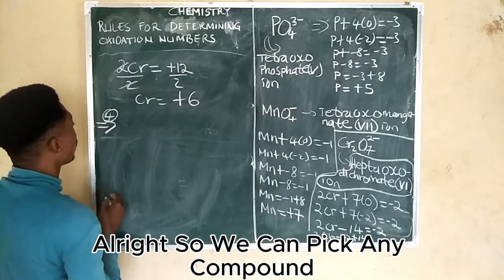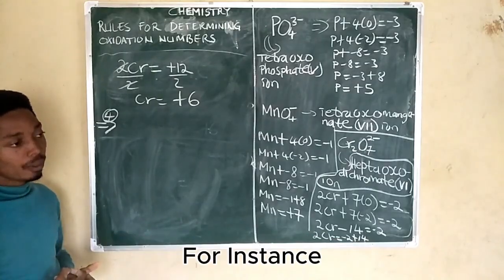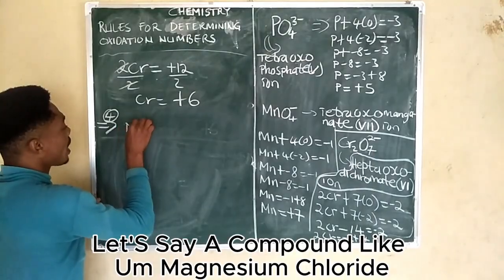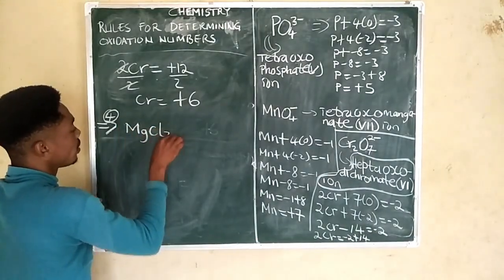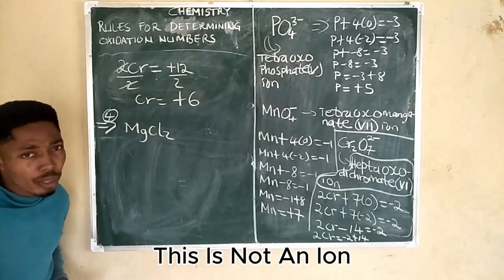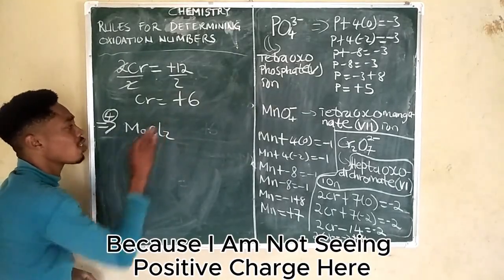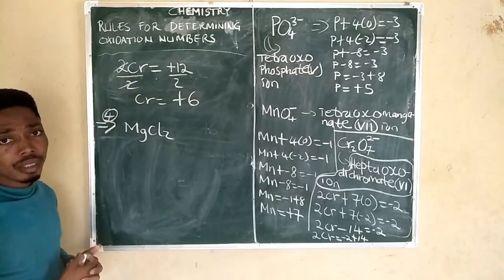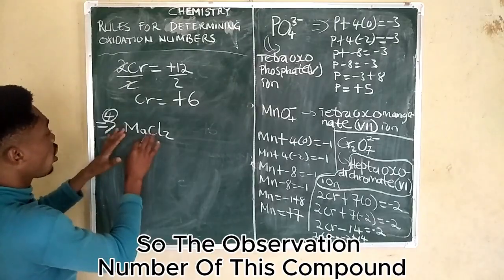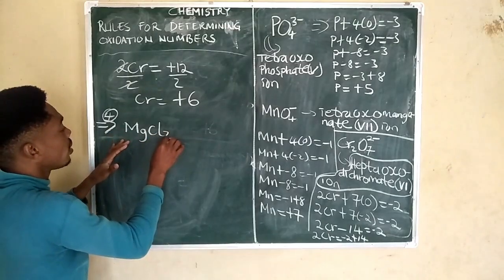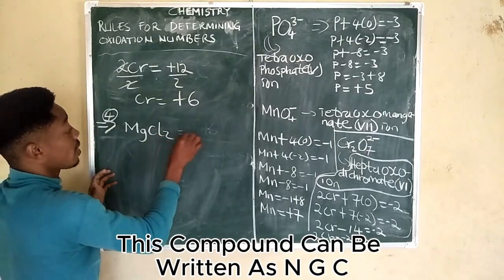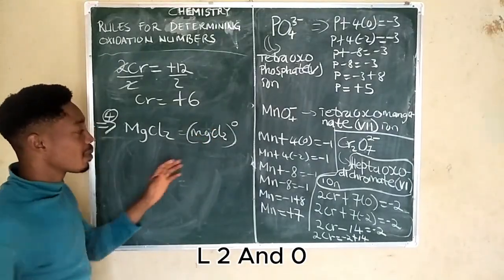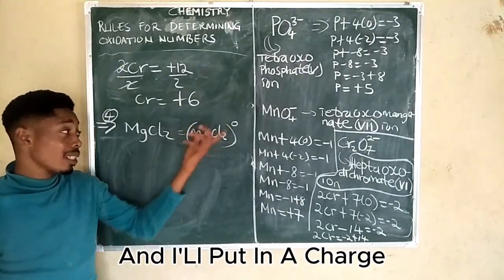Alright. So we can pick any compound. For instance, let's say a compound like magnesium chloride. This is not an ion because I am not seeing positive charge here, I am not seeing negative charge here. This is a compound. So the oxidation number of this compound can be written as MgCl2 0, just the same way we would like to write an ion putting a charge.